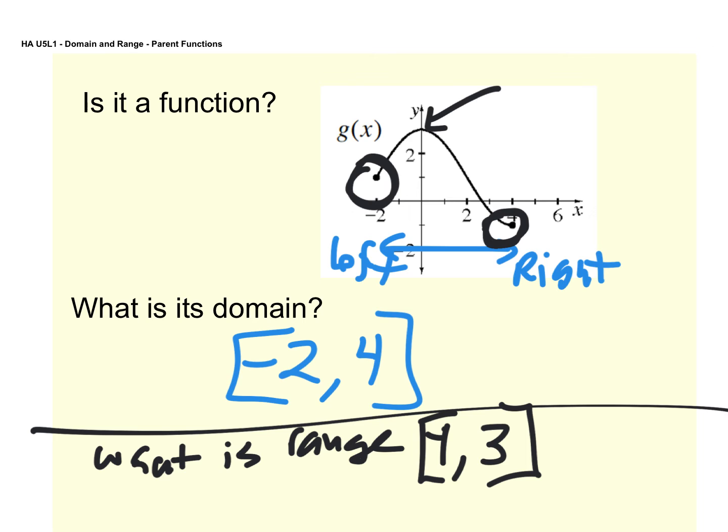Who had -1 to 3 as their range? Cool. Process that now. Domain is left, right. Range is the low to the high.